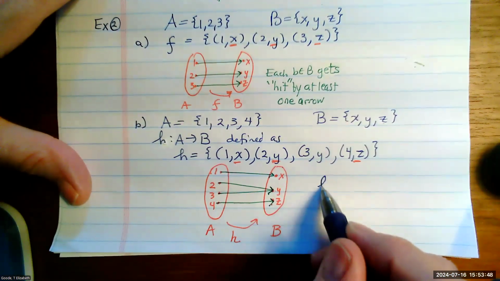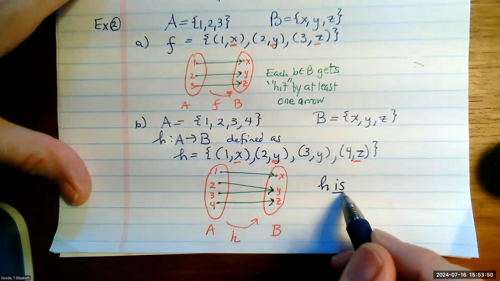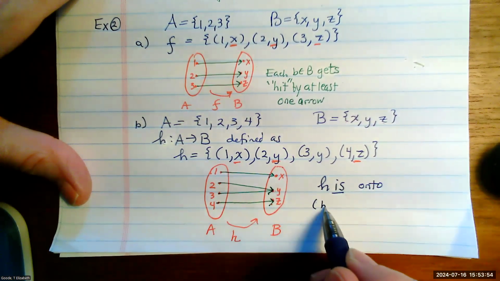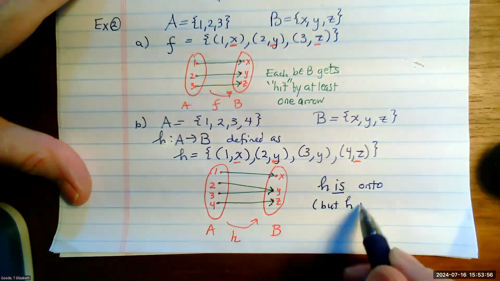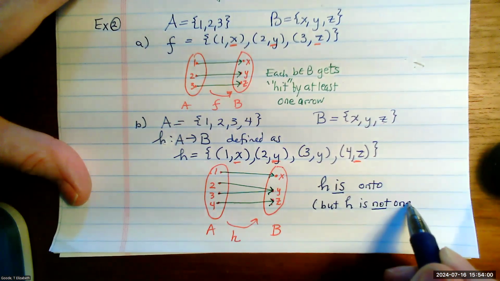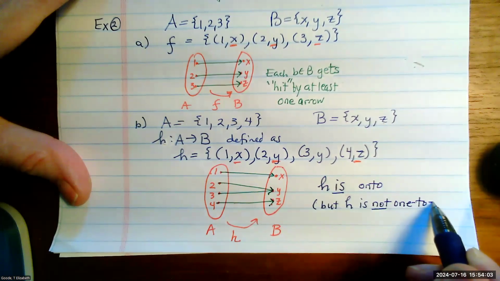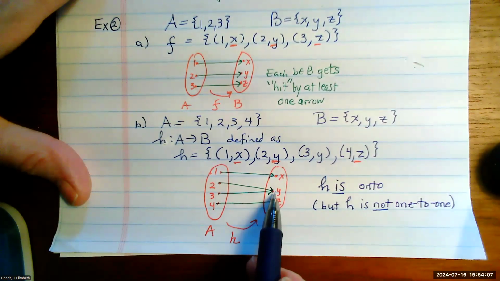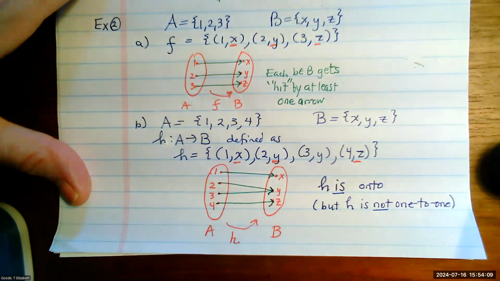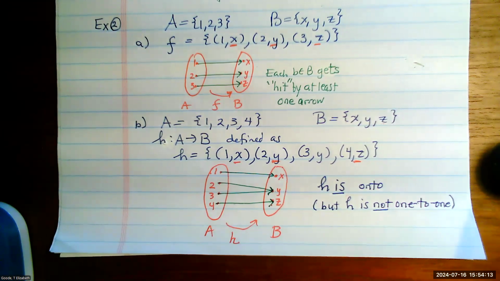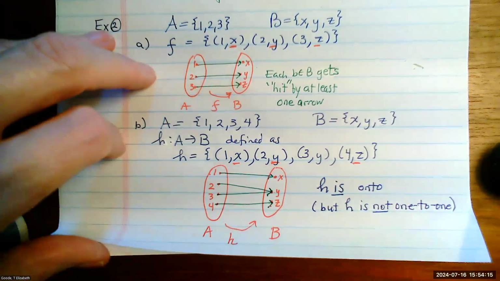So H is onto, but H is not 1 to 1 because something gets hit by more than one arrow, namely Y. And that breaks 1 to 1-ness, but it's definitely onto. Everything gets hit. Let's look at one more example.